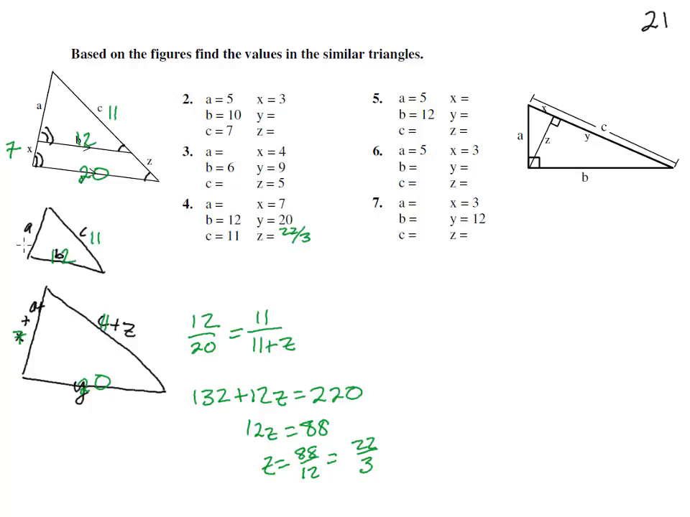Now let's see if we can find A. We have A is to 11 as 7 is to 22 thirds. Ooh, that doesn't look very nice. 22 thirds over there.